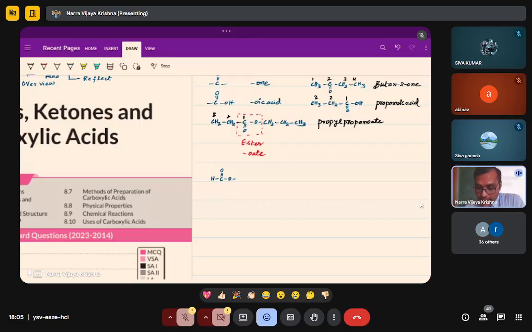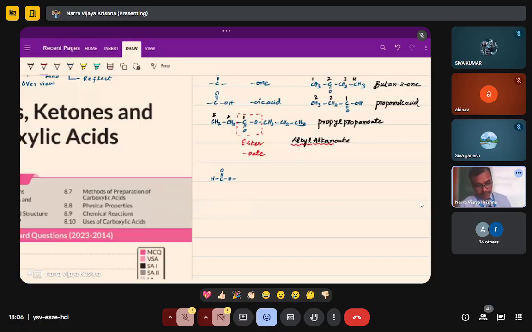So the name of the esters should always be alkyl alkanoate. The name of this alkyl is the one which got connected to C double bond O. This alkyl is the one which got connected to oxygen. So towards oxygen, propyl is connected. So this is propyl.